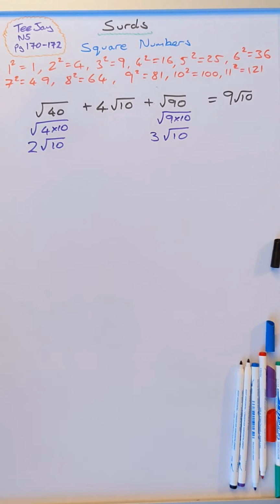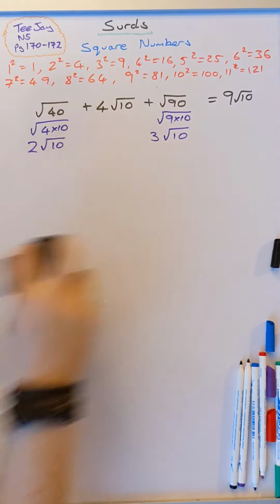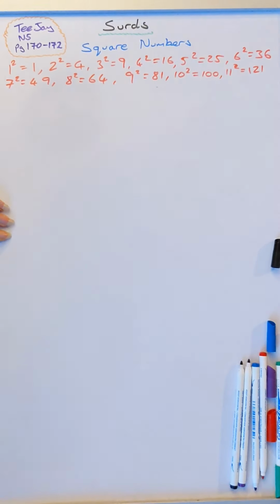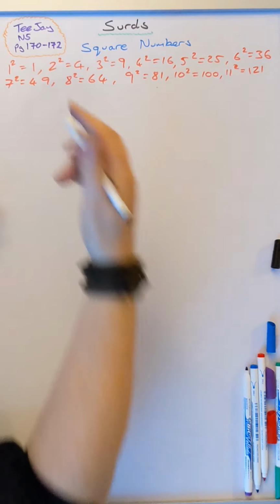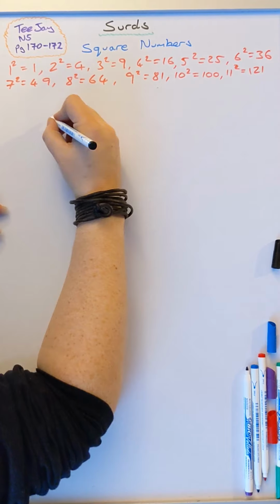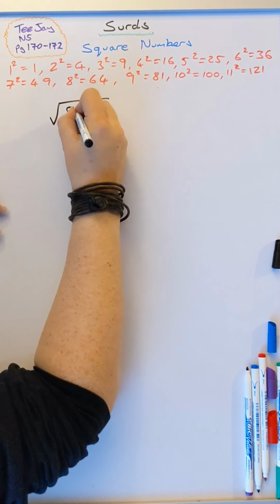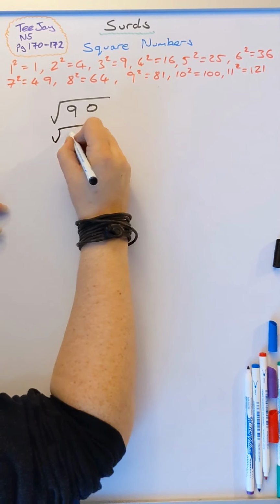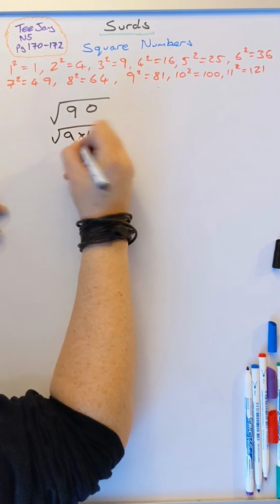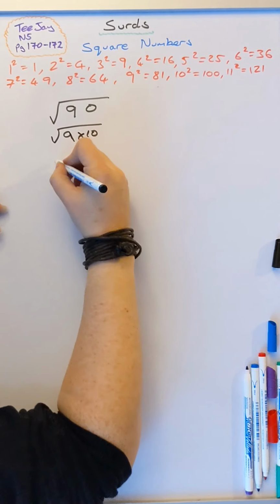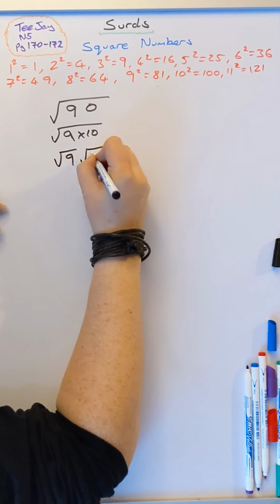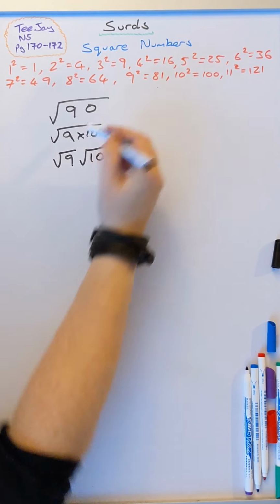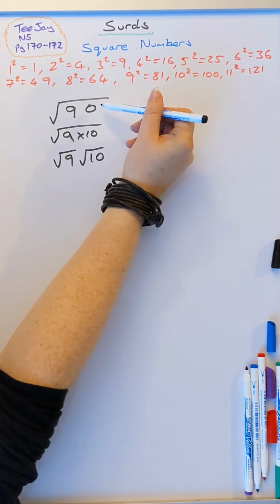There's a couple of ways we can write surds as well. You have seen me write, I'll just do that one again, root 90 as root 9 times 10. I could have also written it as root 9 root 10, because a surd times a surd just becomes a combined surd.